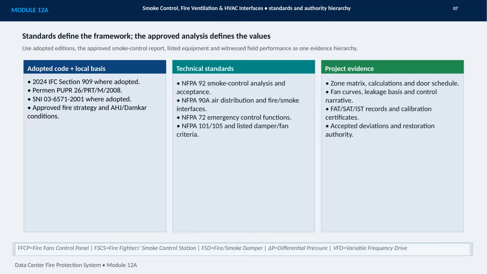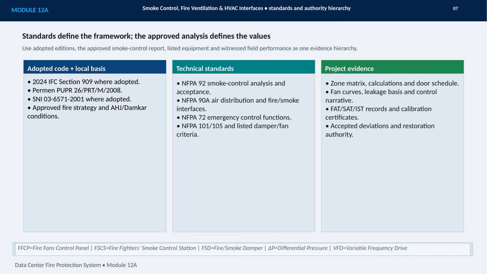This slide establishes the authority hierarchy for smoke control, fire ventilation, and HVAC interfaces. The key principle is that standards define the framework, but the approved analysis defines the project values. We begin with the adopted code and local basis, including the 2024 IFC Section 909 where applicable, Indonesian requirements such as Permen PUPR 26/PRT/M/2008 and SNI 03-6571-2001 where adopted, plus the approved fire strategy and any AHJ or damper conditions.